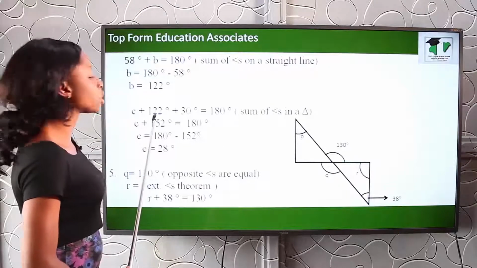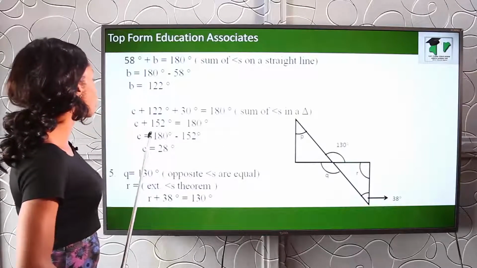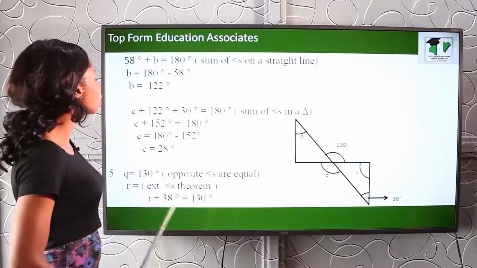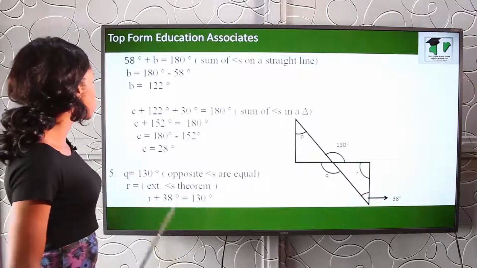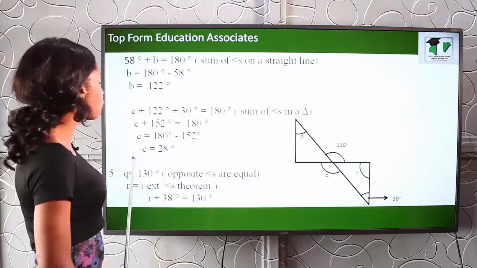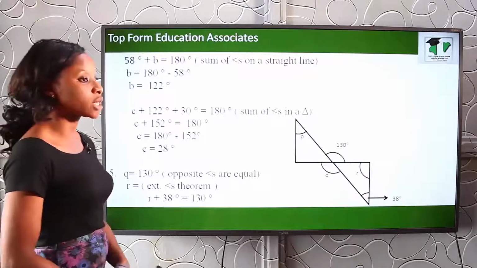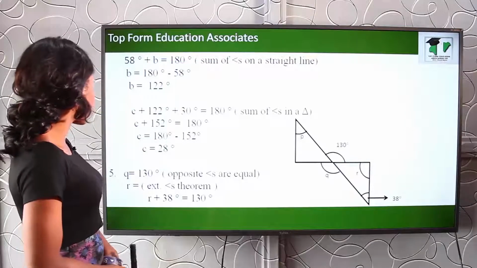Now, when you sum 122 plus 30 degrees, we have 152. So simply, we'll subtract 152 degrees from 180 degrees to give us our C. So therefore, C is 28 degrees. If you got that correct, please put your hands together for yourself.